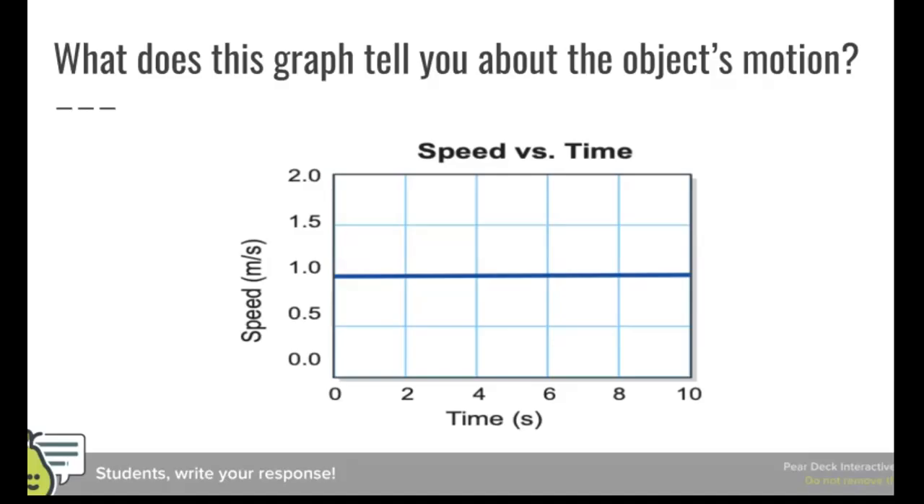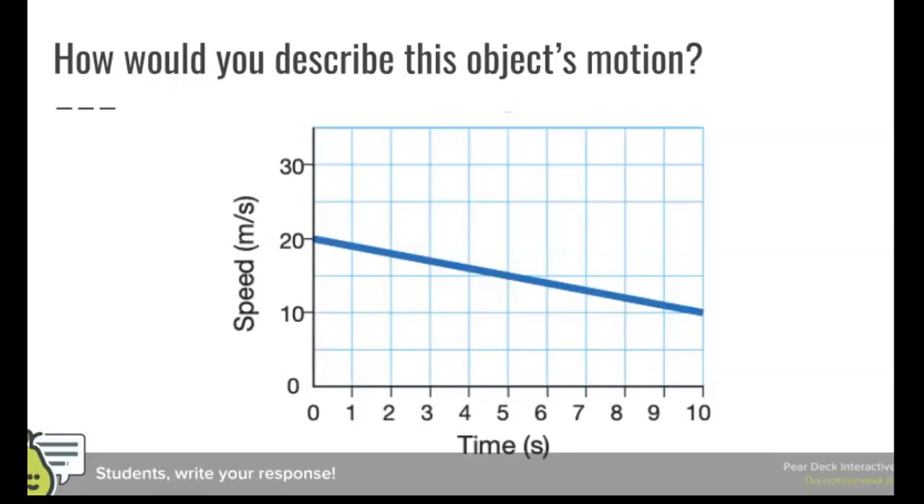If this graph was position on this side and position was staying constant, then we would not be in motion. But we're looking at speed. So speed is constant, the object is in motion. Good. All right, let me clear it again. And what about this graph? What does this graph tell you about the object's motion here?